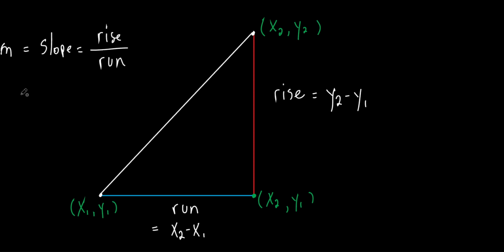So watch. Everybody watch. The slope, I'll just write the word slope instead of an M. I'll put an M later on, but right now the slope is equal to what? The rise over the run. What did we say the rise was in terms of x's and y's? y2 minus y1. What did we say the run was? x2 minus x1. That's the run. This is the rise. Everybody got it?